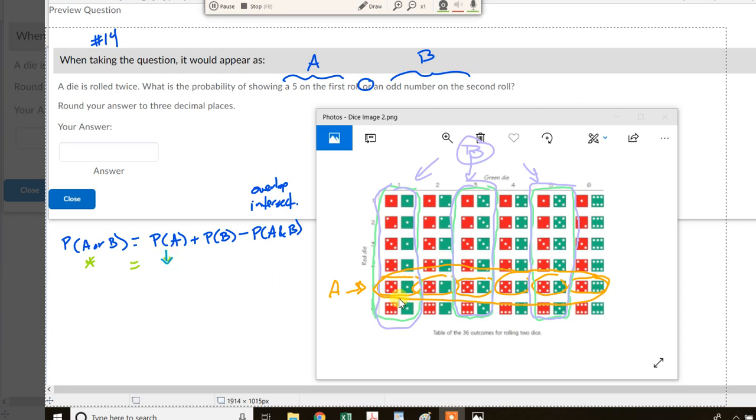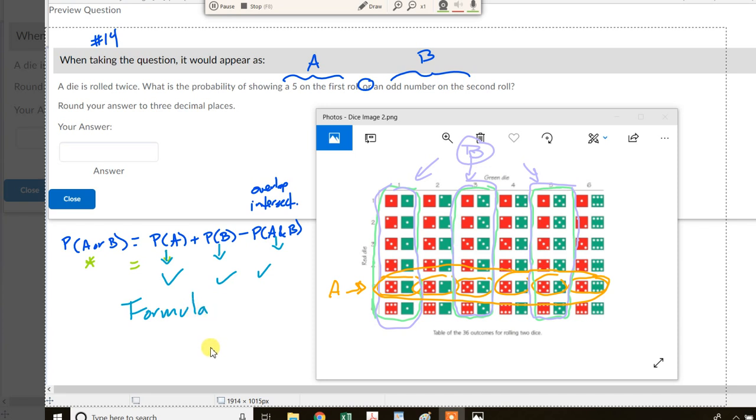Yes, we do. Do we have the probability of B? Yes, we do. Do we have the probability of the overlap? Yes, we do. So we can just use the formula to compute A or B.